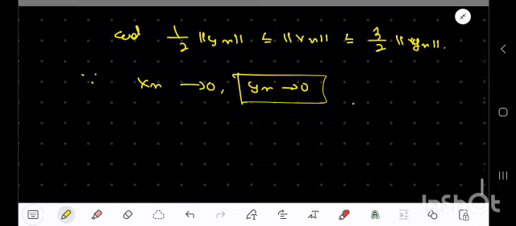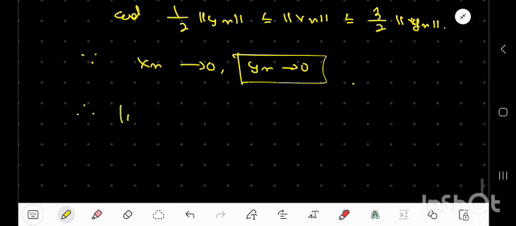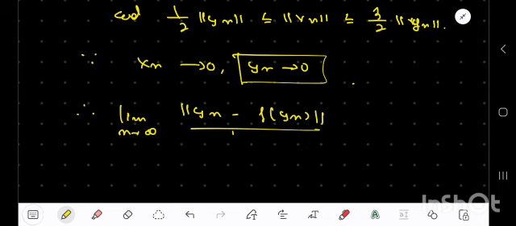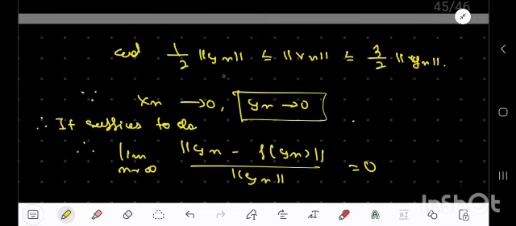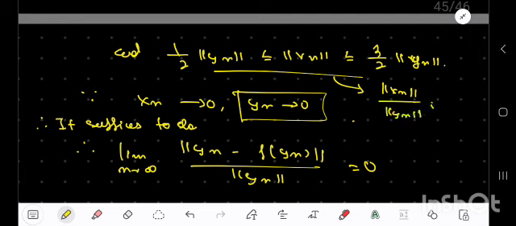As soon as y_n goes to 0, we need the limit as n tends to infinity of the norm of y_n minus f of y_n, upon the norm of y_n, to equal 0. This is what we need to show. Therefore it suffices to show this. One more thing you can easily observe from here is that the ratio of y_n and x_n is also bounded, and the inverse is also bounded. I mean the ratio, norm of y_n upon norm of x_n, is also bounded.